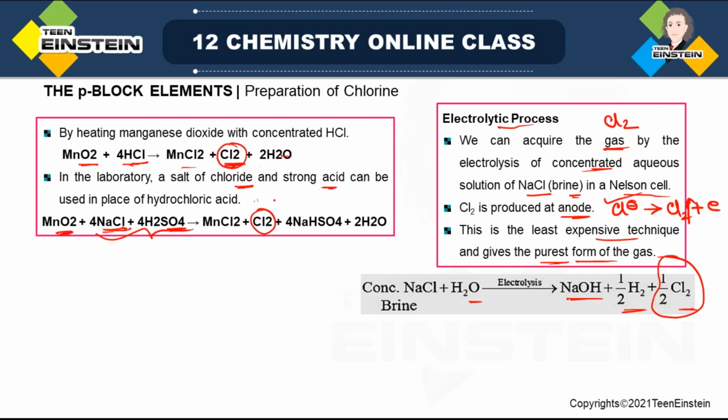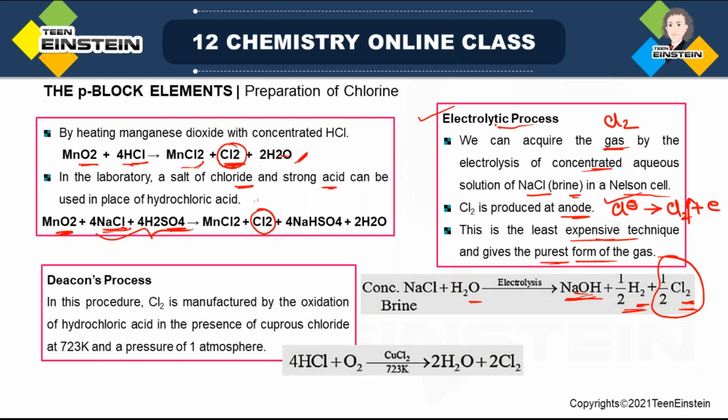The reason is, if you consider the previous two reactions, some undesired products are also there, and we have to remove them to get pure chlorine. Here also NaOH is there, but this is not gaseous in nature, so it can be removed easily, and hydrogen is also gaseous. So here the purification process will be easy, and removing chlorine from impurities will be easier. That is why it is least expensive as well as the purest form of the gas. So this method is good for preparation of chlorine.